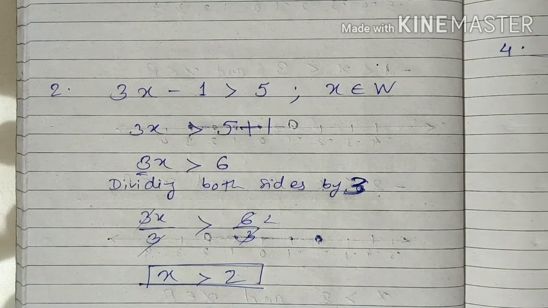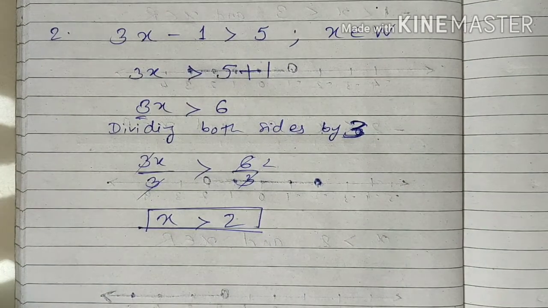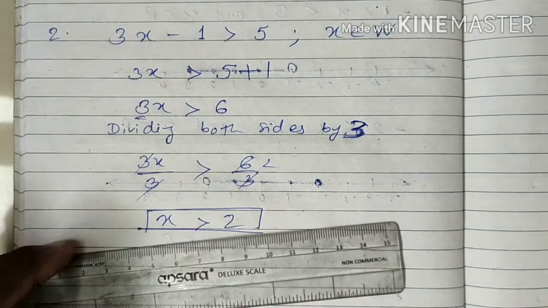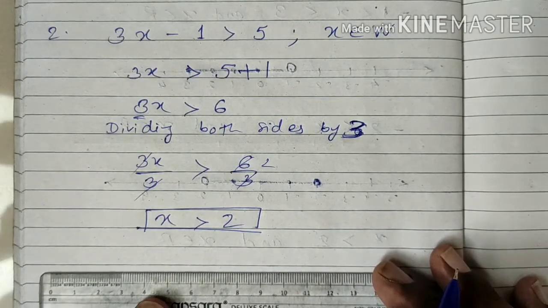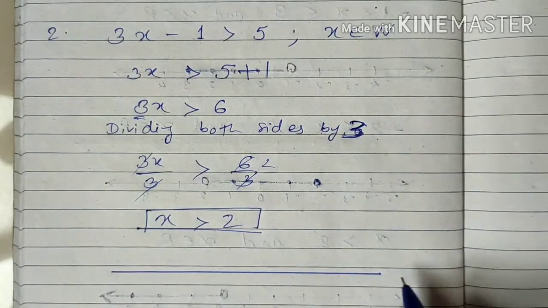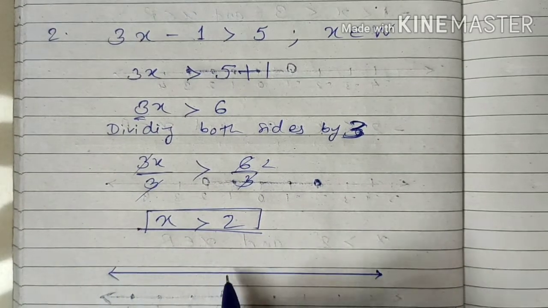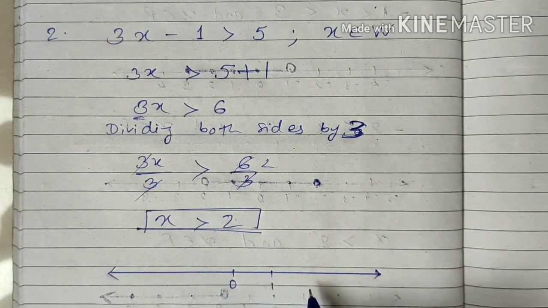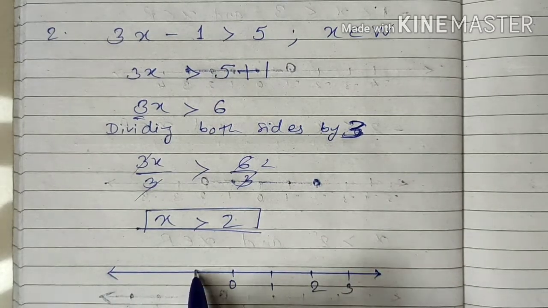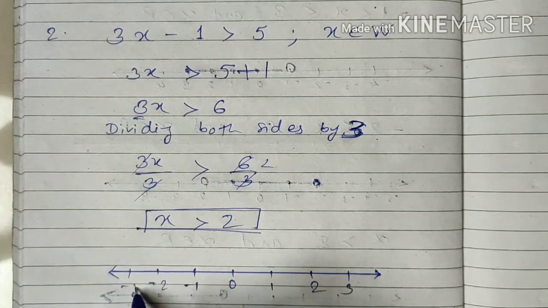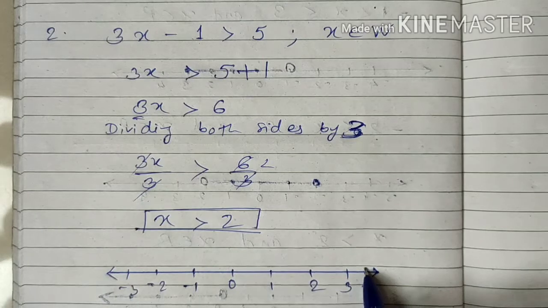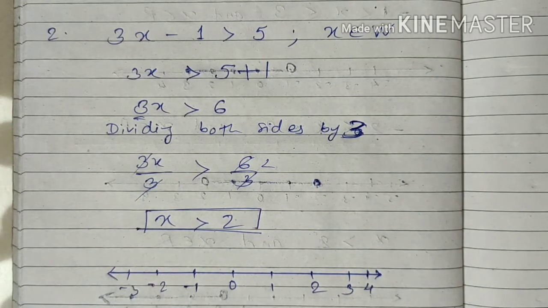Got it? Now again we want to represent this on the number line. X belongs to the whole numbers. That means 0, 1, 2, 3, again -1, -2, -3 and -4, +4.